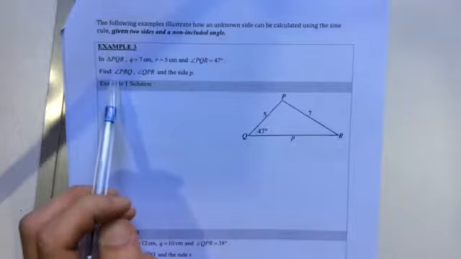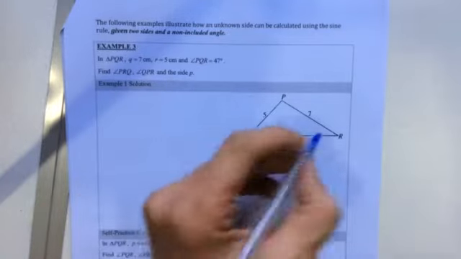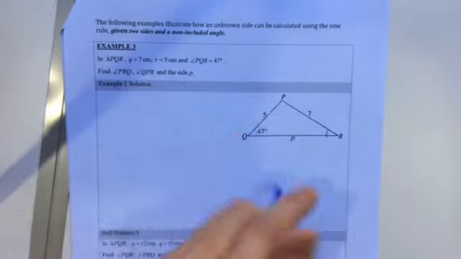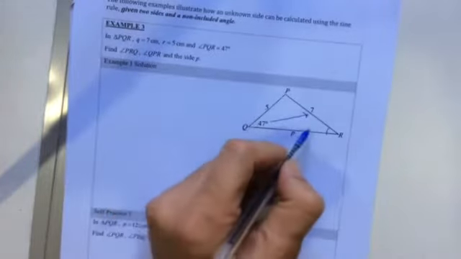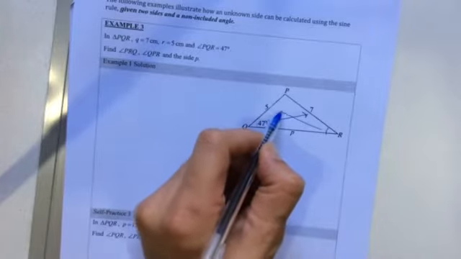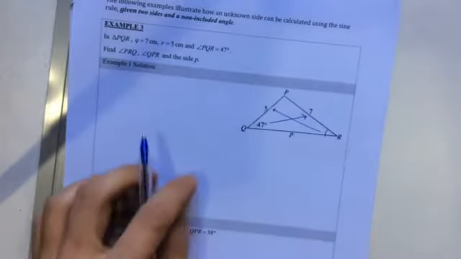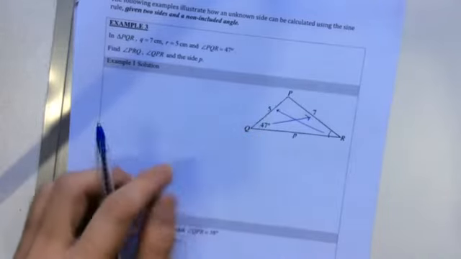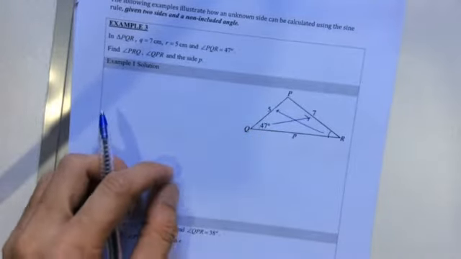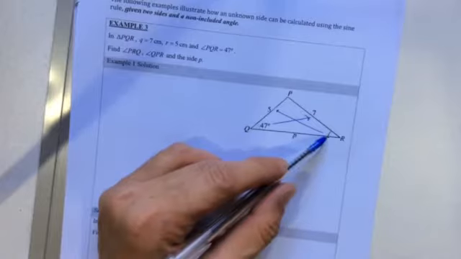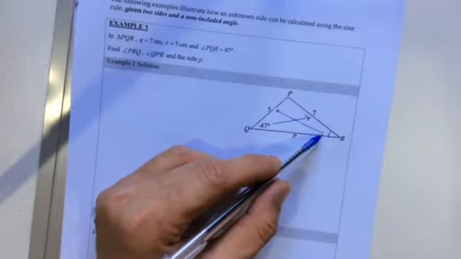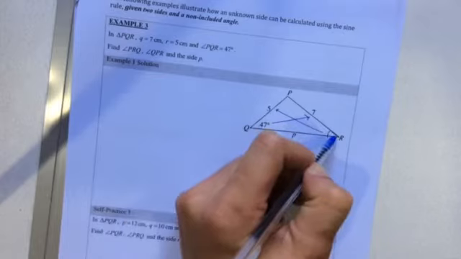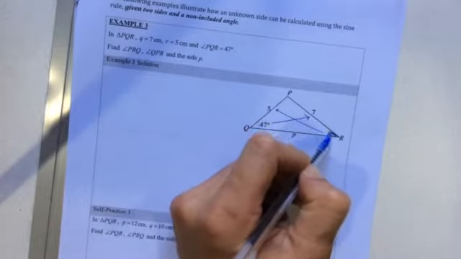one by one. So let's take a look at PRQ, which is this angle PRQ. If you do the arrow connection, we can connect 47 degrees to 7, and we will connect the other side, which is angle PRQ, with 5. So you can see this is a slightly different problem. We have been using the sine rule to find an unknown side, but this time around we are going to find an unknown angle.